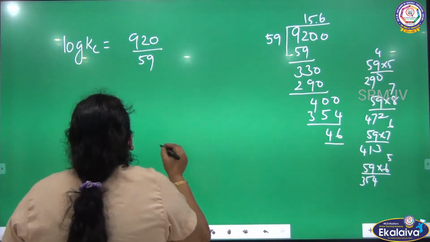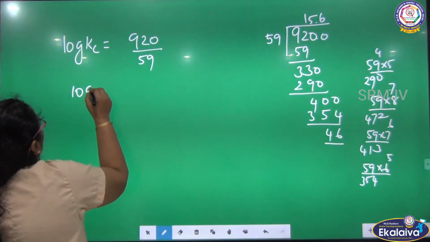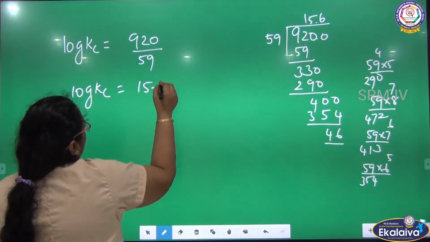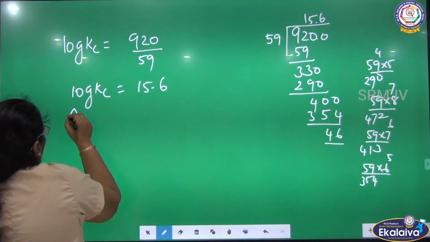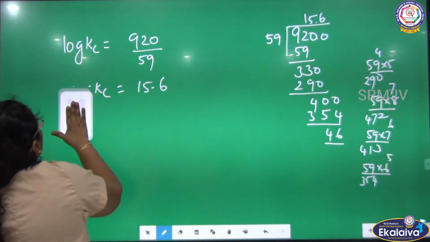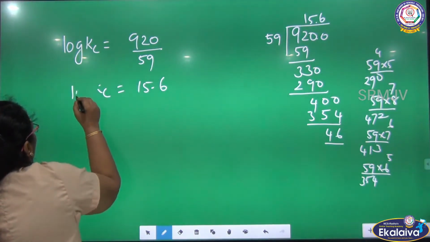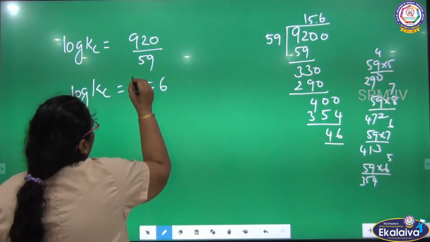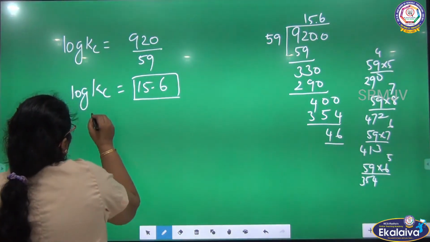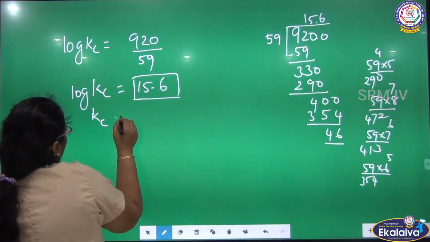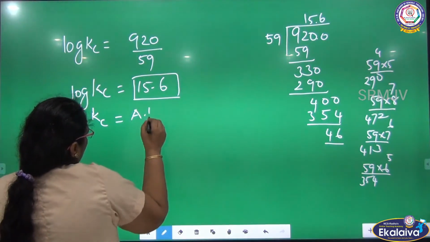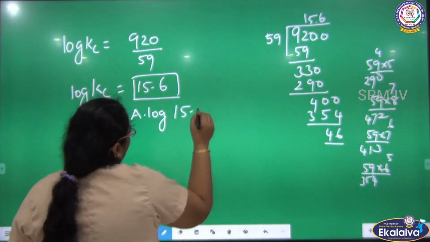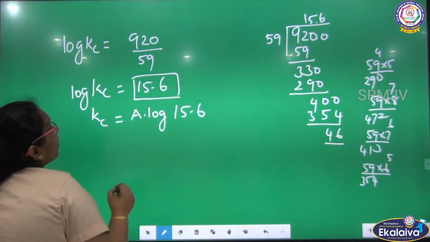So what will you be getting? Log Kc is equal to 15.6. From this, if you want to find Kc, log Kc is 15.6. From this I wanted to find Kc. What is Kc? Anti-log of 15.6. So what is anti-log of 15.6?